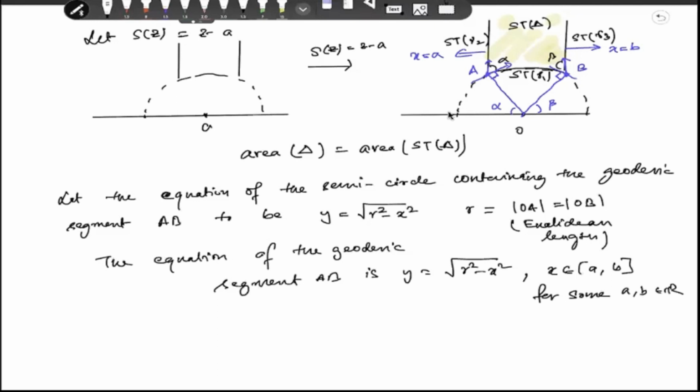Now, what is my mu of delta? This is equal to mu of S composed with T of delta, which is equal to this integration.